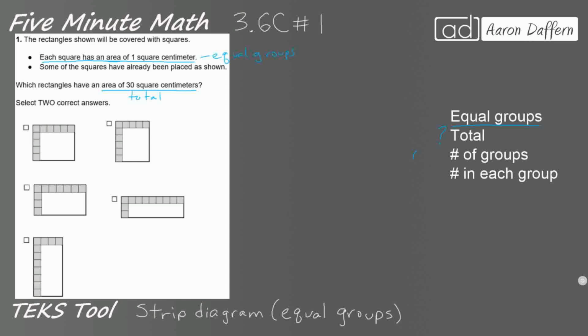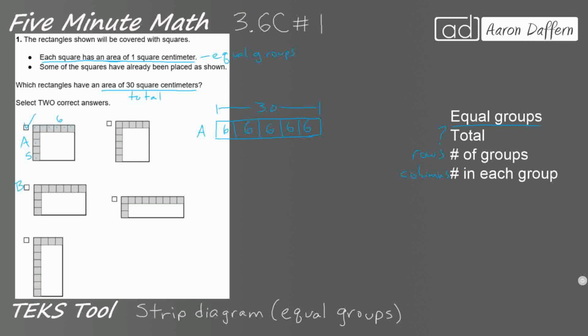Well, the number of groups is going to be the rows, and the number in each group is going to be the columns. Let's say this one is A right here. I can say that we've got rows 1, 2, 3, 4, 5. So I can draw A with 5 groups. 1, 2, 3, 4. And then I've got 1, 2, 3, 4, 5, 6. All right, so there's a 5 and there's a 6. So this is going to be 5 groups of 6. That makes 30. So that's one of my answers.